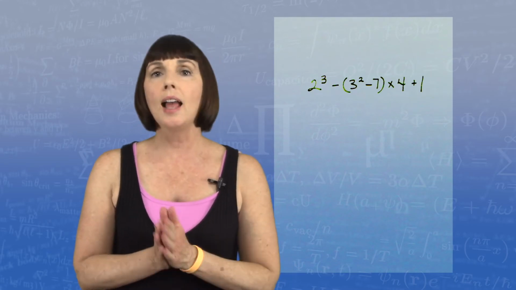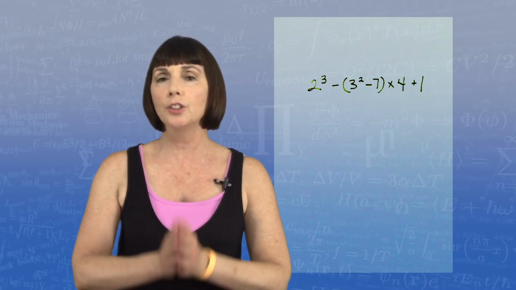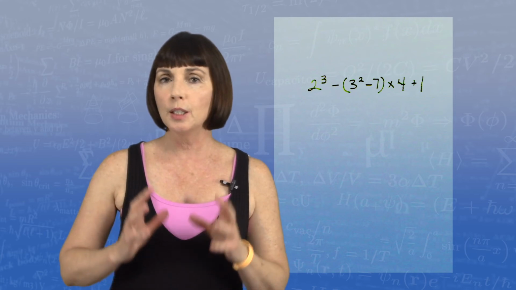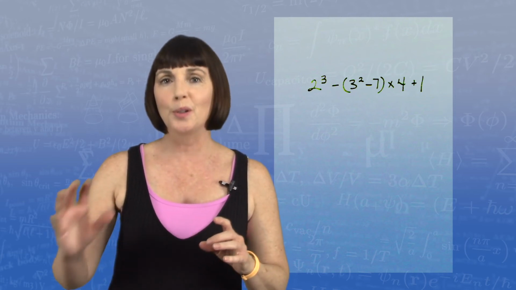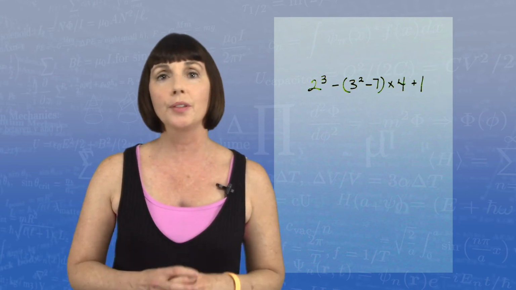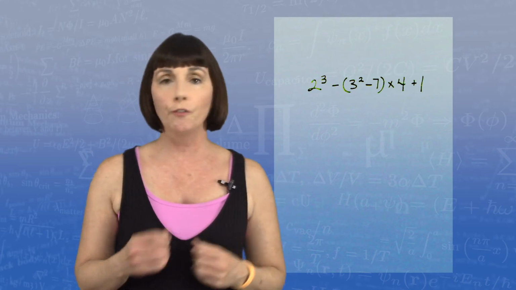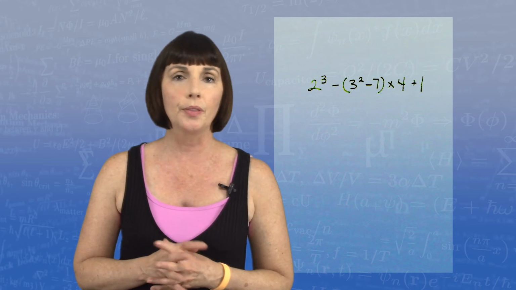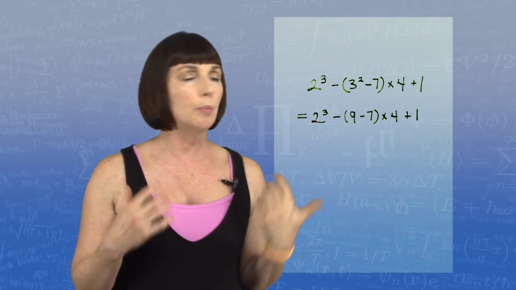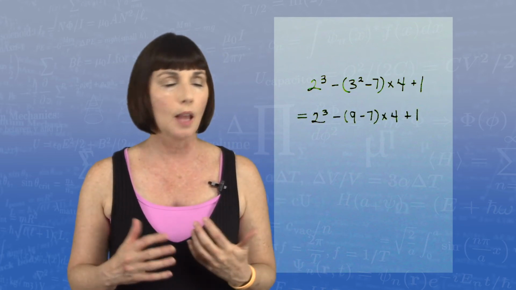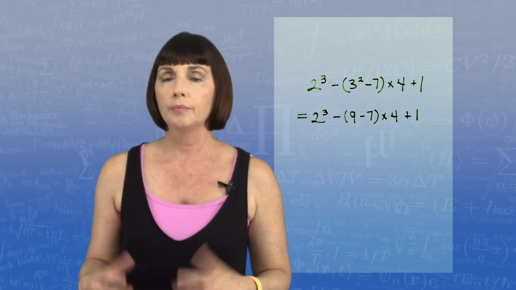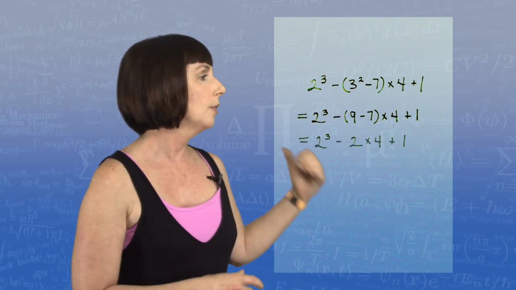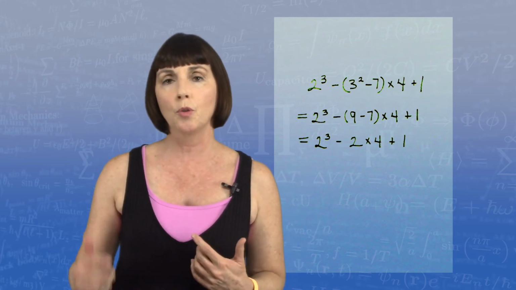In this case, I have parentheses, so I'm going to deal just with what's in my parentheses first. And notice in the parentheses, you still go by order of operations. So inside my parentheses, I'm going to do my exponent first and then my subtraction. All right, so just looking inside my parentheses. So I have 2 cubed minus 3 squared is 9, minus 7, times 4 plus 1. Going to finish up with my parentheses there. 9 minus 7 is 2. So I have 2 cubed minus 2 times 4 plus 1.